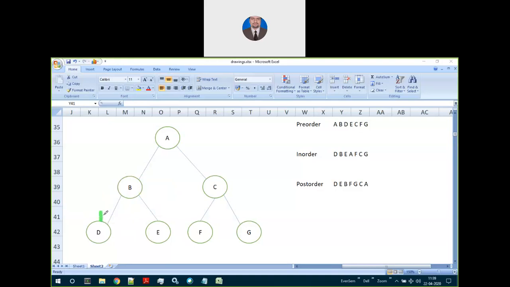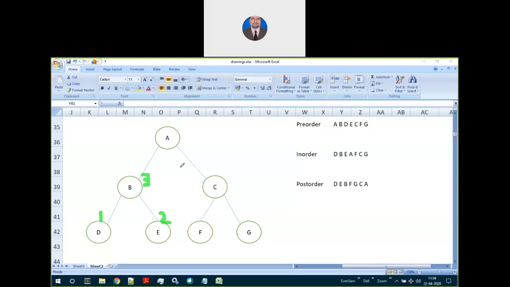Okay, that is correct. Then after D, who is its sibling? Sibling here means the right child of B. That is E. So E is visited in the second stage. Then I completed with left, right of whom? Of B. So this B will be visited in the third stage. So here, after visiting D, E, B, the left child of A is completed.